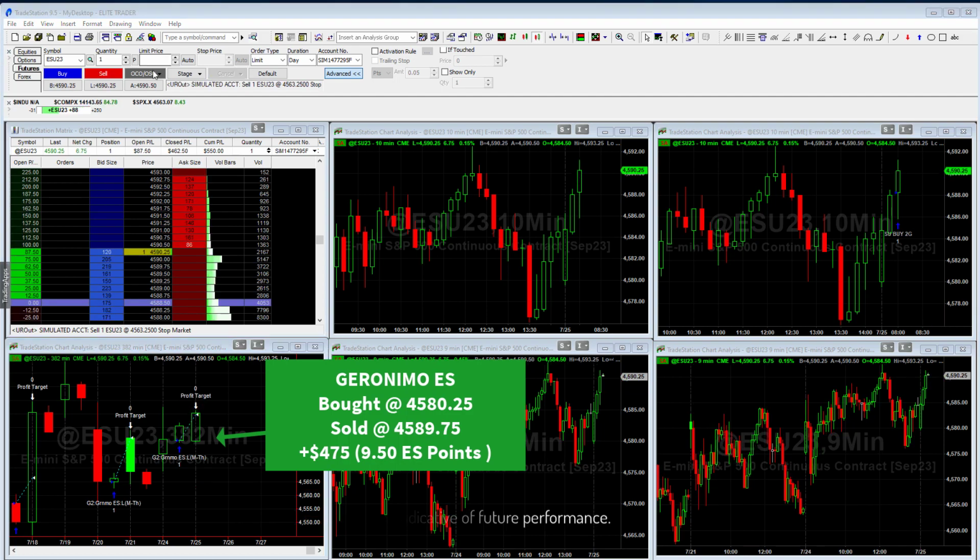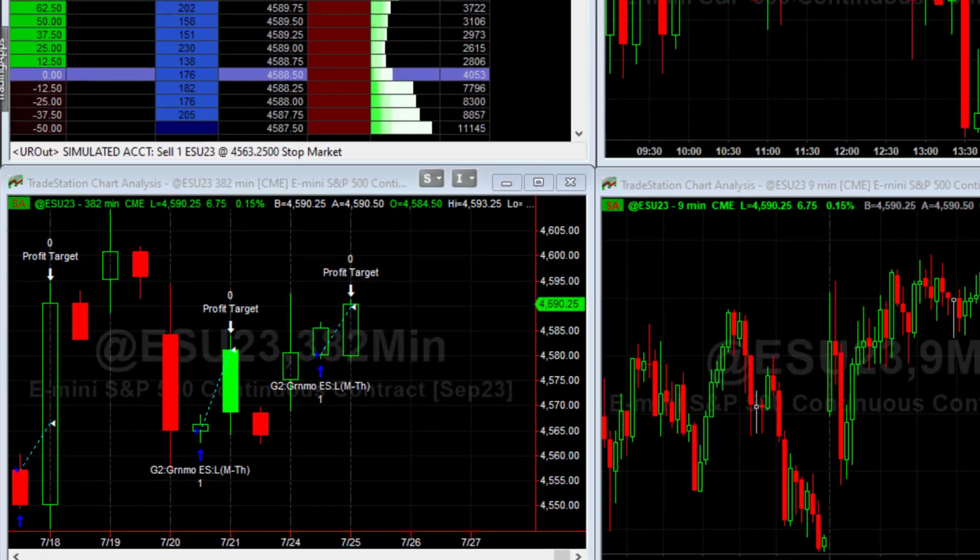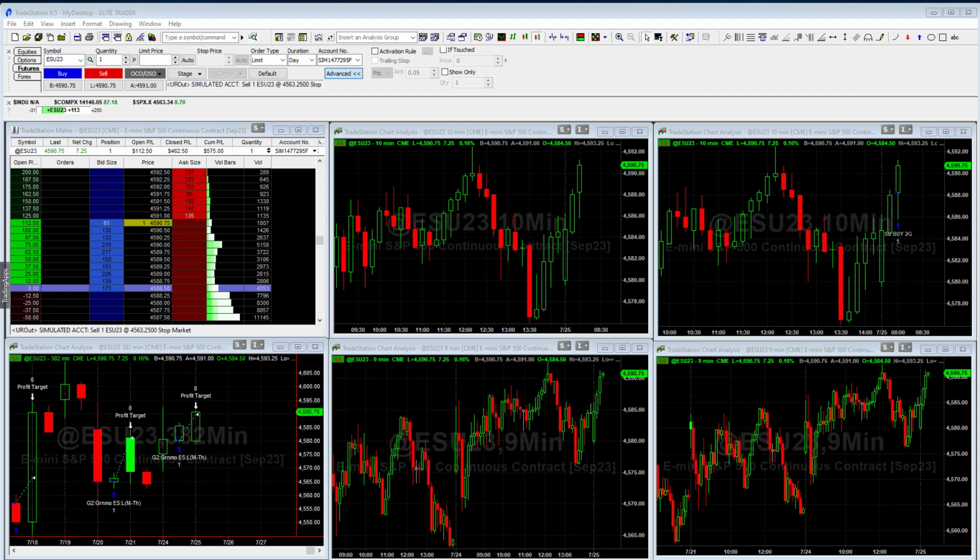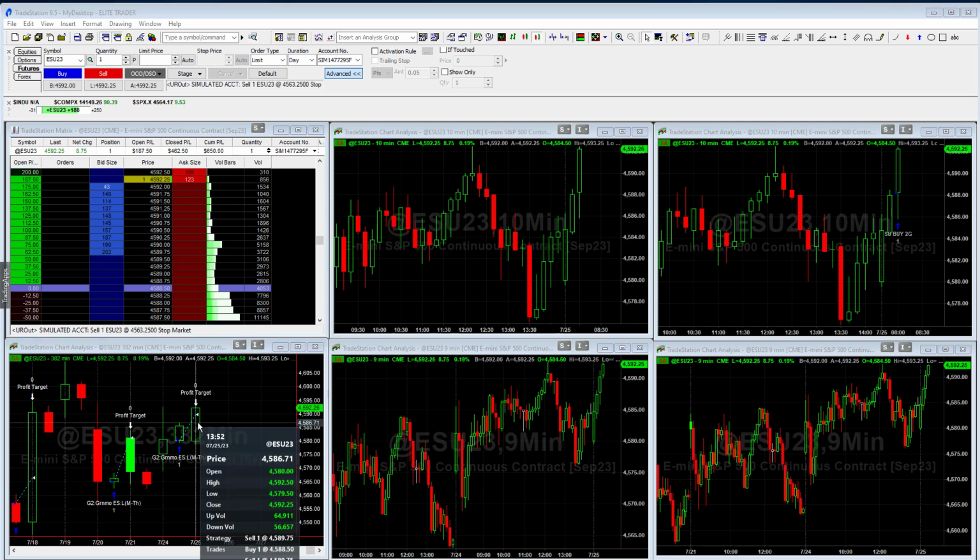On Smart Pivot, that trades on $25,000 unit sizes, so you would have made $475 roughly per 25,000 traded. And on Elite Trader, it's $35,000 unit sizes, so it would have been $475 per 35K traded. That's kind of how that works.